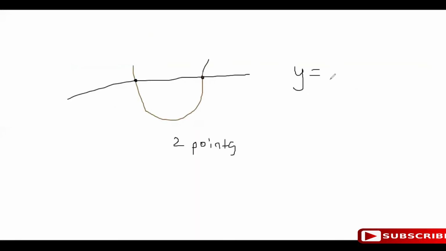All right, so y is kx minus 4, and y is also the curve x squared minus 2x. So if both of them are y, all we need to do is to solve the two equations simultaneously. So let's solve them simultaneously.